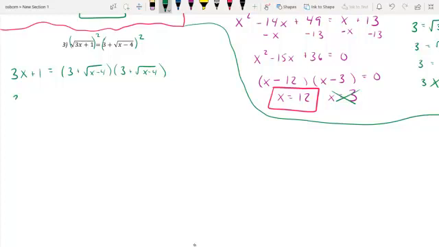Alright, so we can FOIL this out. 3 times 3 gives me 9, plus 3 times the square root of x minus 4. That's from this move right there. Square root of x minus 4 times 3 gives me 3 square root of x minus 4. And the square root of x minus 4 times the square root of x minus 4 just leaves me with x minus 4.